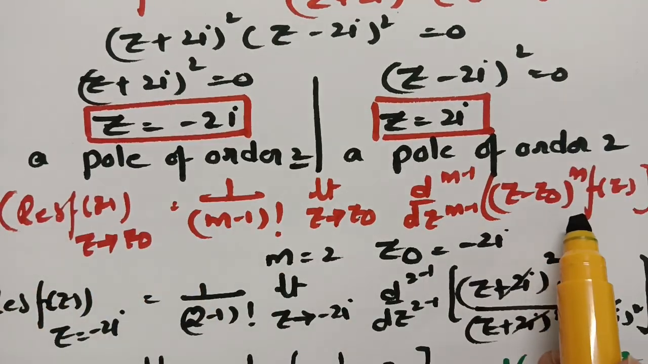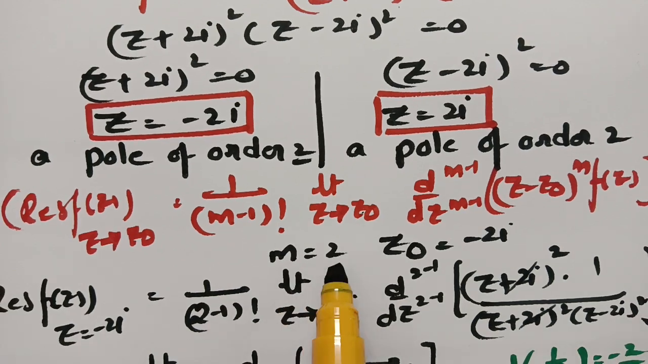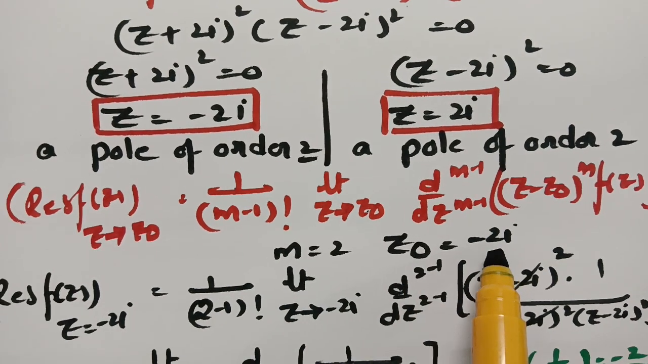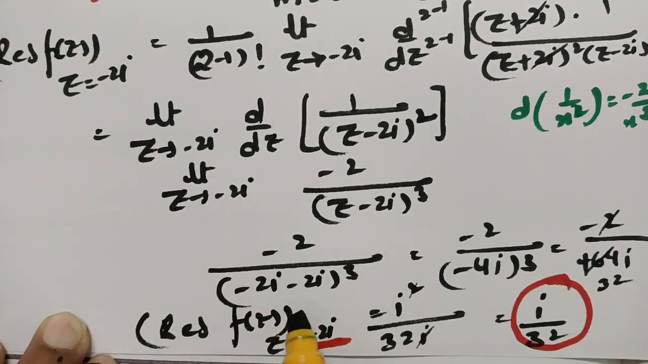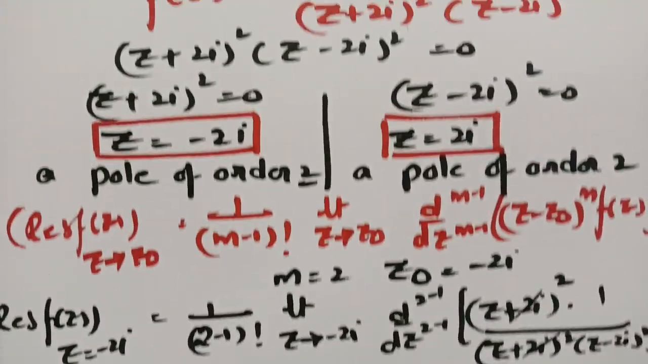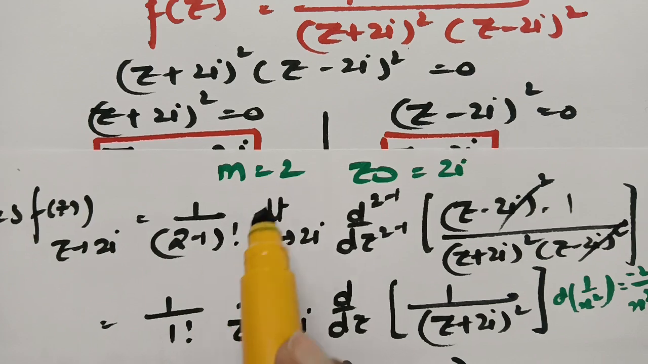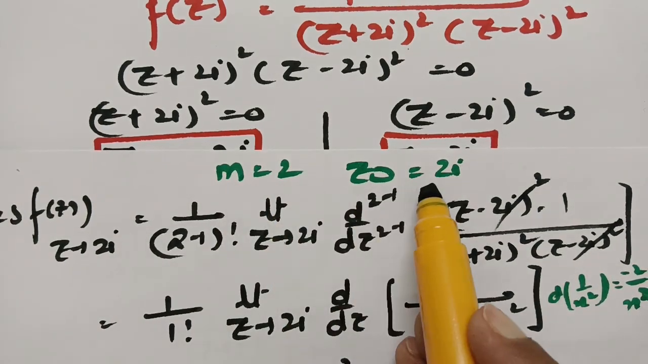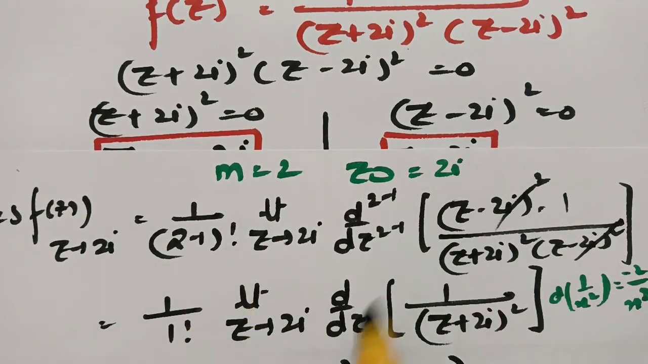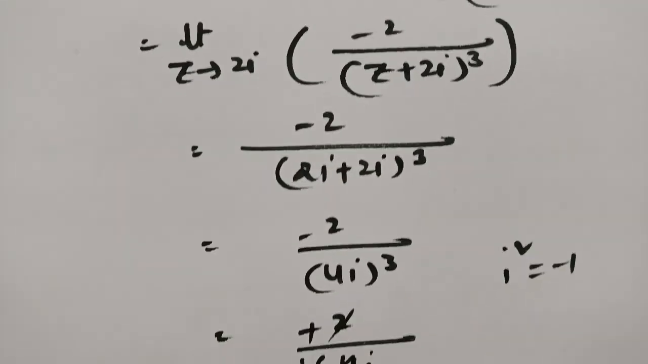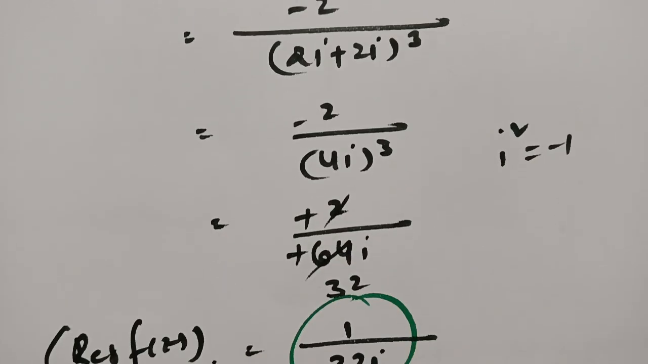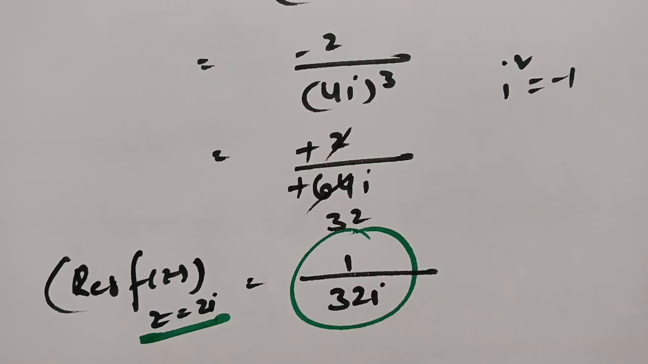So here, this is the formula. In this, m value, the order value, is equal to 2 and the pole value is minus 2i, and after substituting and making derivative one time and again substituting z value as minus 2i, i by 32 is the residue value. And the next one here is m value equal to 2 order, and the pole value here is plus 2i, and after substituting in the function and after cancelling and making derivative and substituting z value as plus 2i, we got the residue value as 1 by 32i. So this is how we have to solve.